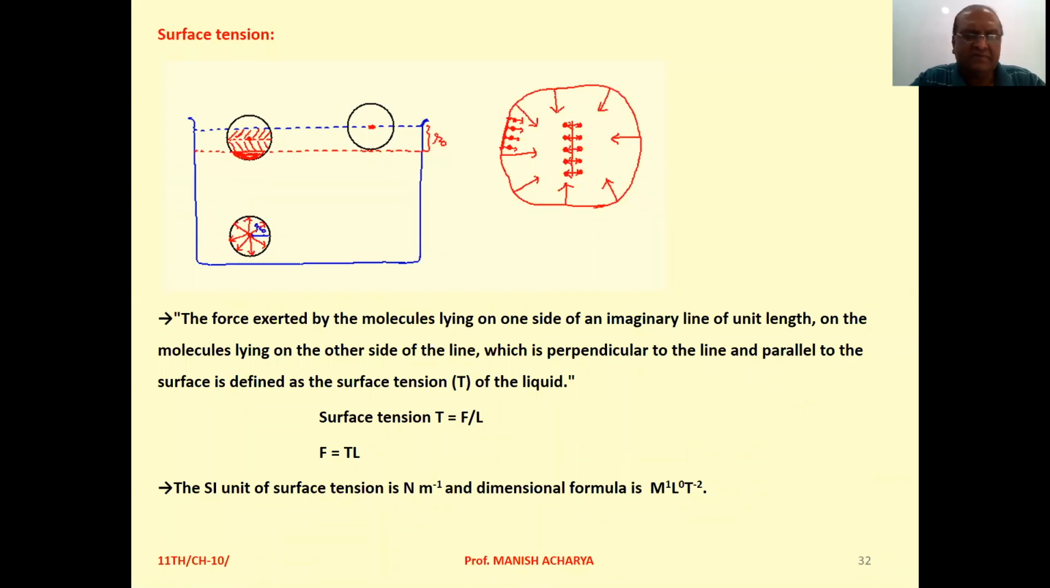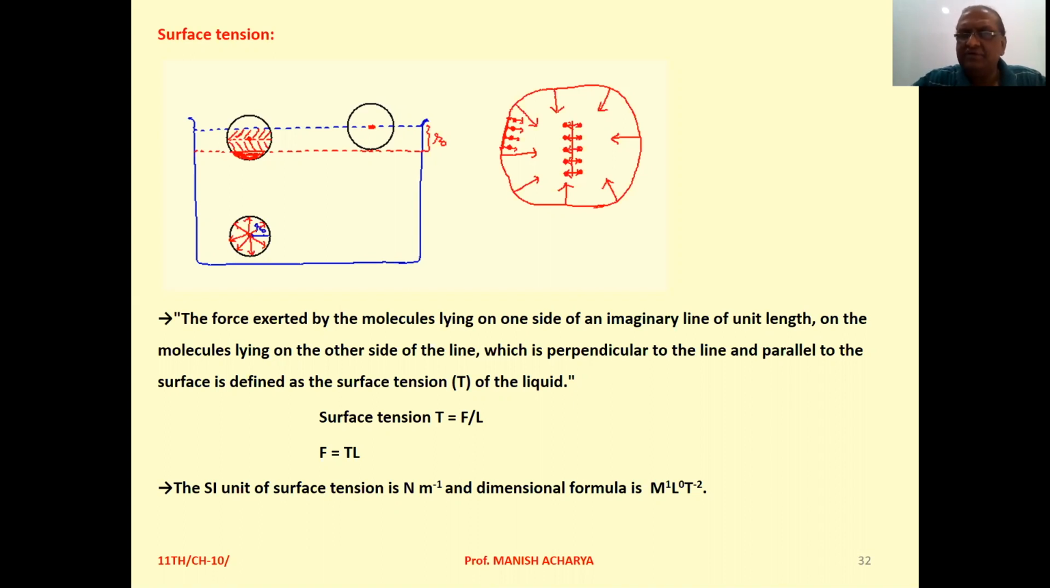Now, surface tension. Each and every liquid has this characteristic of surface tension. The free surface of the liquid implies the surface of the liquid which is in contact with air. It behaves like a stretched membrane. It always tries to decrease its surface area, and that is due to surface tension.